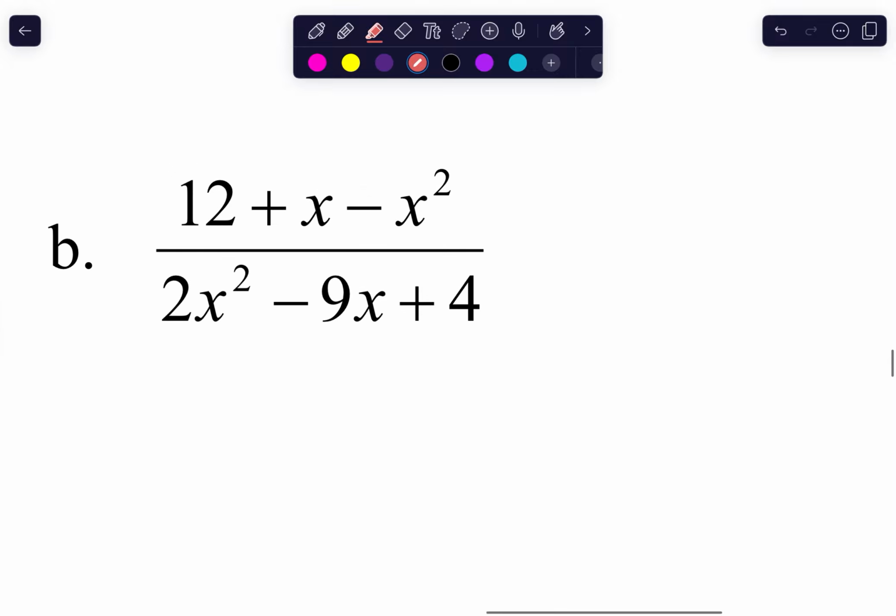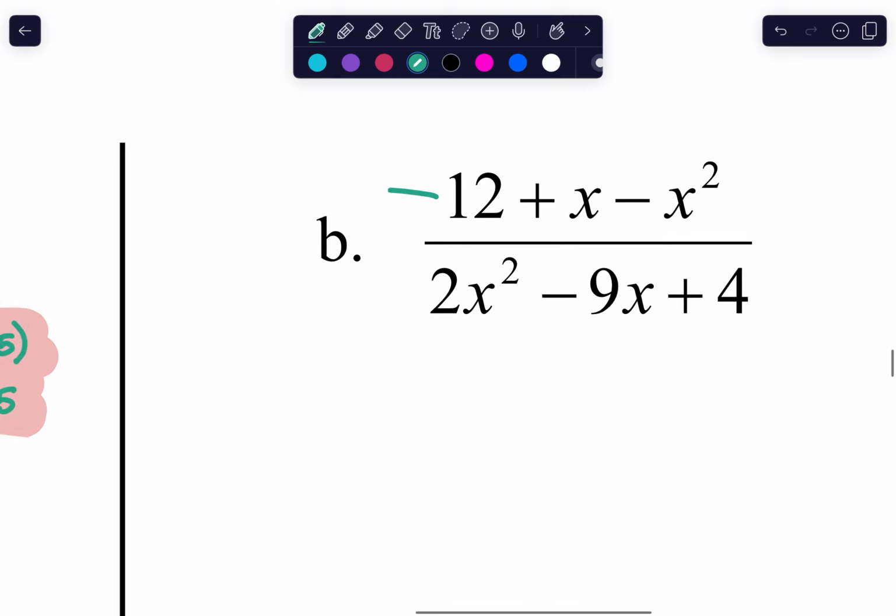All right. Now for this one, you factored problems like the numerator before. I will sort of move this over here. So what I'm going to do, I want my x squared term first, so I'm going to write that first. So negative x squared plus x plus 12.